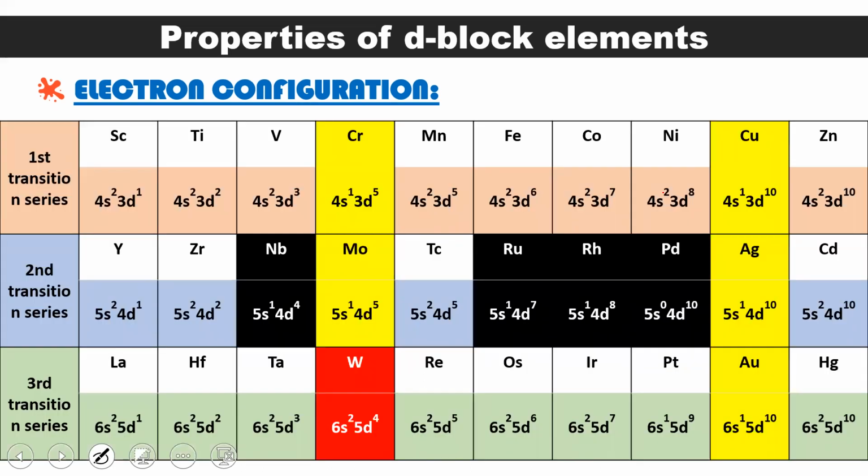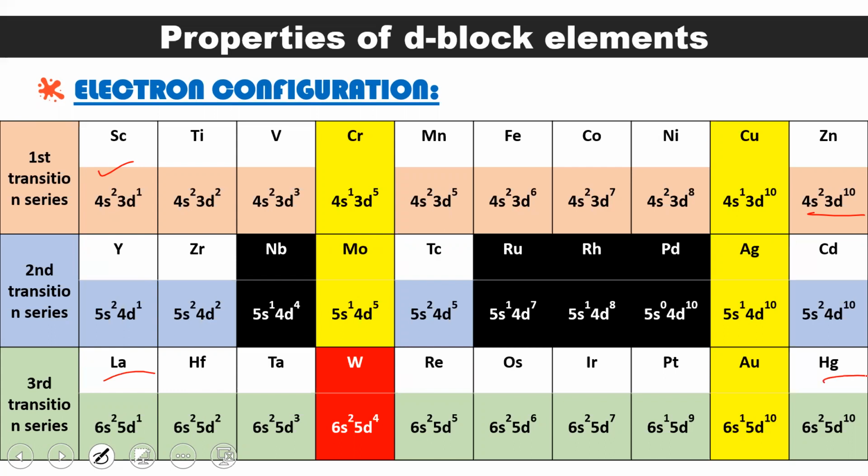See this one. Here are the first, second and third transition series. The first transition series is scandium to zinc. These are the outermost electron configurations for the first transition series, from 4s2 3d1 to 4s2 3d10. Like that, the second transition series ends with cadmium, and the third transition series runs from lanthanum to mercury.